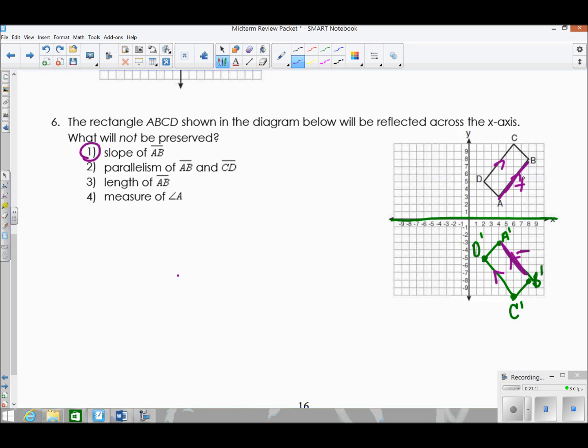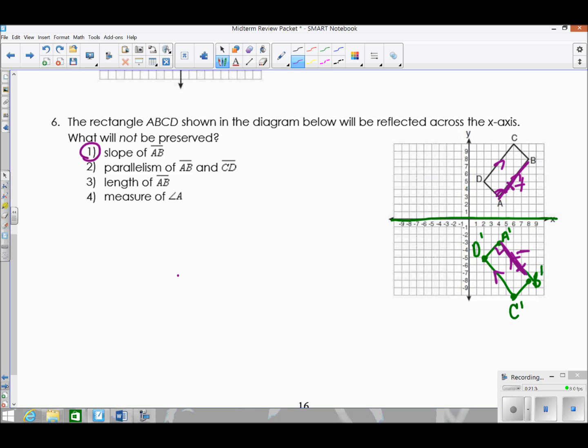The length of AB. Remember that reflections preserve length. So the length is going to be the same. So that didn't change. And then the measure, reflections also preserve angle measures. So these angles would have to stay the same. So that's the only thing that's going to change is the slope because of the orientation changing.